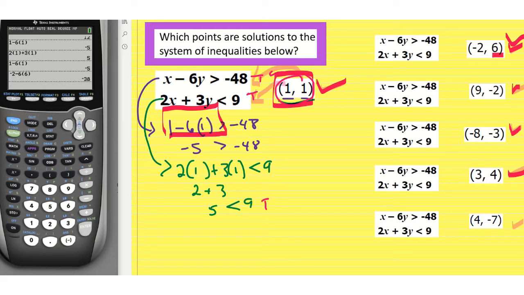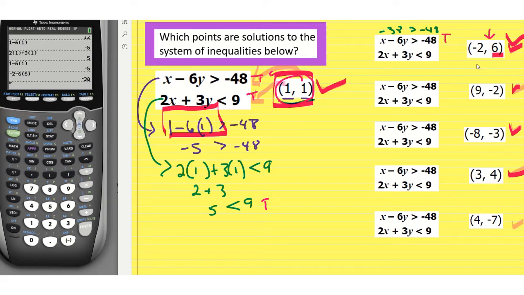So that actually equals negative 38. So this is saying that this equals negative 38. And we're saying, is it greater than negative 48? Again, we're talking about negative numbers, so you need to remember that negative 38 is closer to 0 and negative 48 is farther away. So negative 38 is greater than negative 48. That is true for this point.